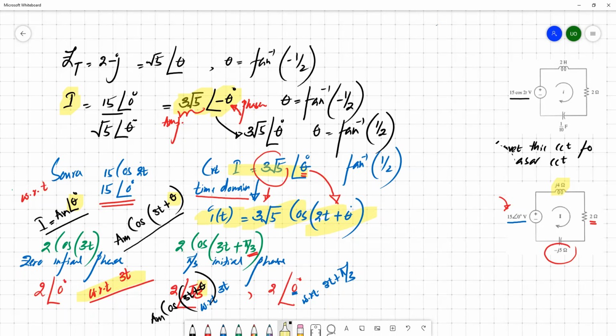If you convert this here, it becomes AM cos, because we take the reference as 3t plus 5 by 3, so you have to put 3t plus 5 by 3 here and then theta.